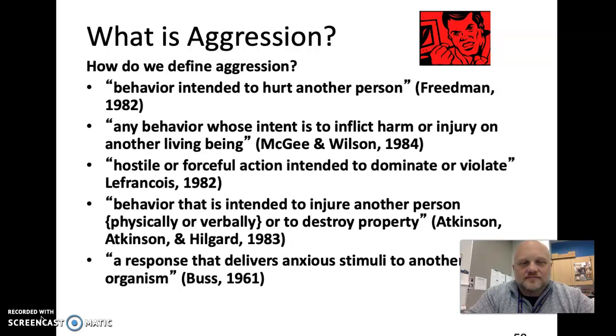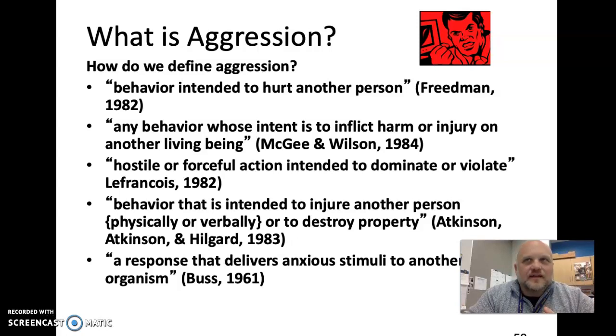The one that jumps out to me, as I'm not sure how I feel about it, is this last one here: a response that delivers anxious stimuli to another organism. The reason that one really sticks with me, and I'm not sure if I like it or not, is it doesn't contain intent. To me, intent seems to be really important.